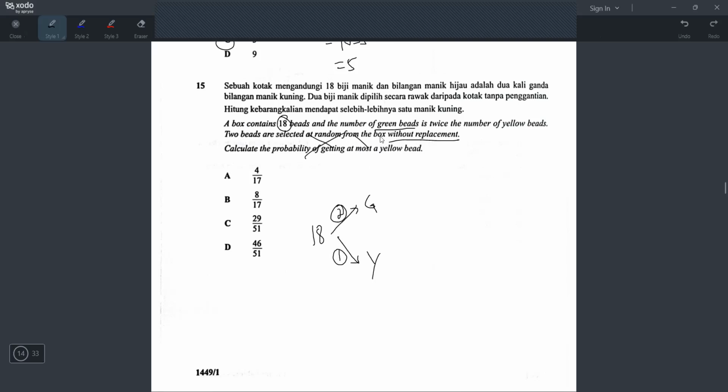Okay, before we do this, let's find out the number of green bits and number of yellow bits first, because we can actually find it out. Because if the green bits' ratio is 2, it means the number of green bits will be 2 over how many total portions? 3, right? And then times 18, right? Now, what about yellow bits? How to get the number of yellow bits? It will be 1 over 3. Okay, because the total ratio is 3, right?